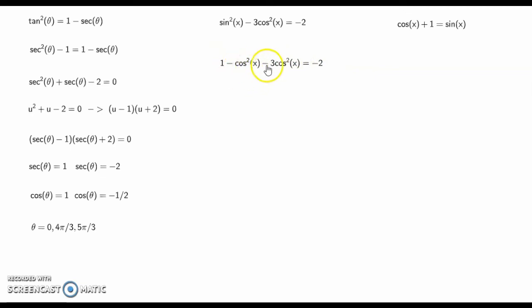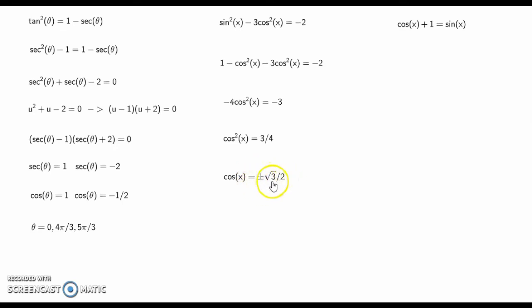So negative cosine squared minus 3 cosine squared is negative 4 cosine squared. We can move the 1 over, and that gets us negative 3. So negative 4 cosine squared x equals negative 3. Then we divide the negative 4 over. So we have cosine squared x equals 3/4. The way to get rid of a square is to take a square root. So we'll take the square root. The square root of 3 is the square root of 3, and the square root of 4 is 2. We took a square root, so we have plus or minus. Don't forget, this is an area that lots of people forget. We do have plus or minus square root of 3 over 2.